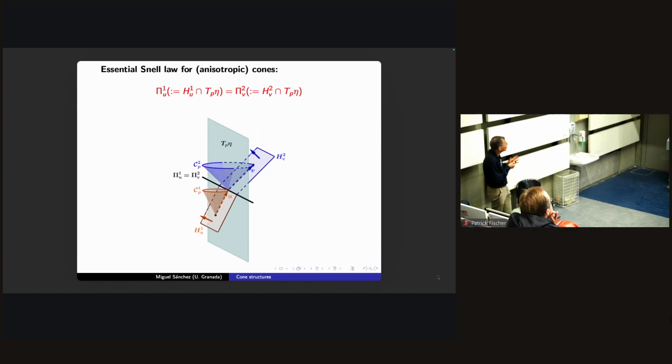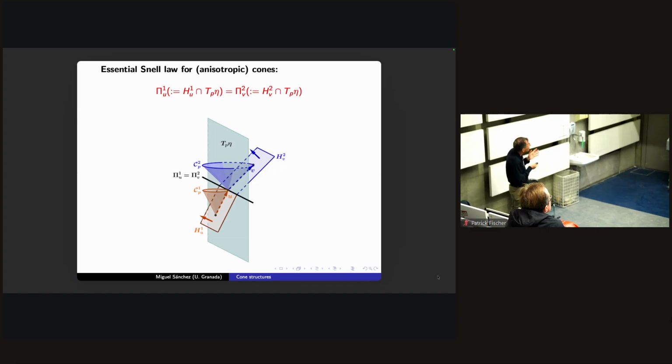The essential solution for this problem is as follows. If we have here an incident direction u, then, as this is light, it will have a hyperplane tangent to the cone along it. This hyperplane will intersect the interface, the tangent space to the interface, in a subspace. The point is that this subspace must be equal for the incident trajectory and for the refracted one. Okay? This is a nice way to see this classical Snell law.